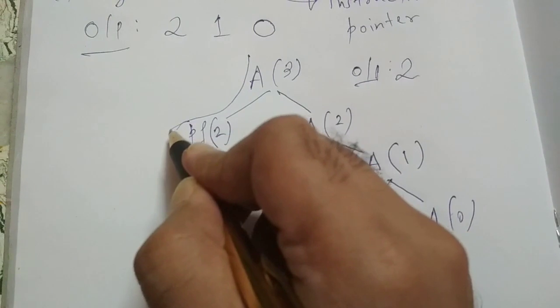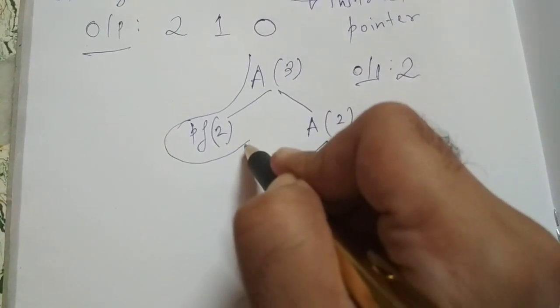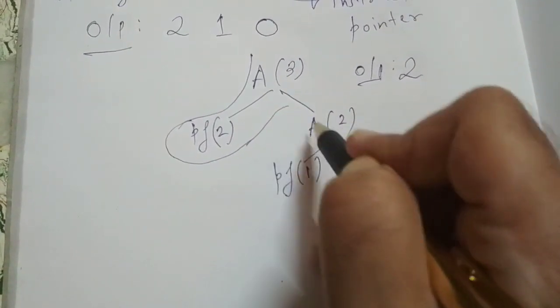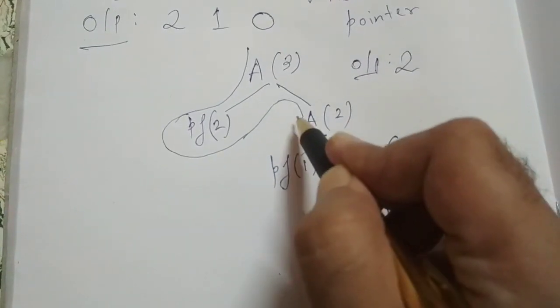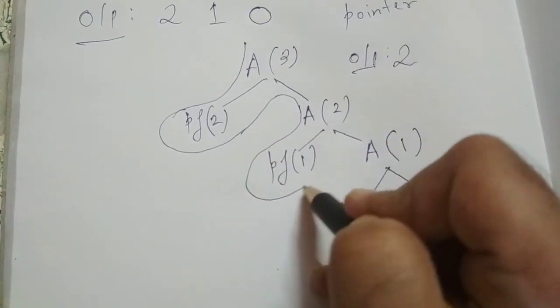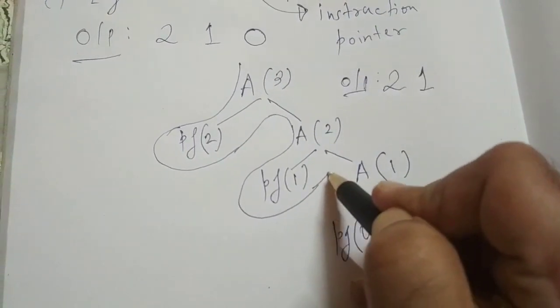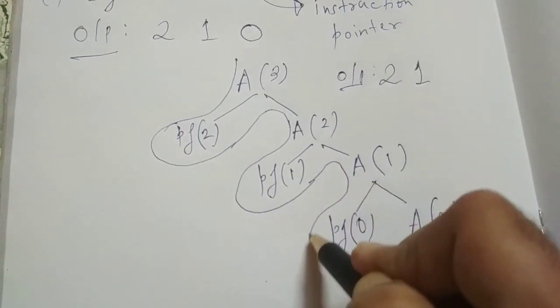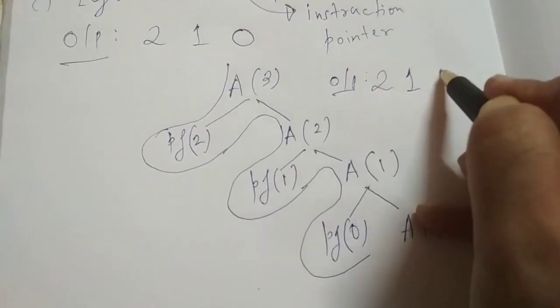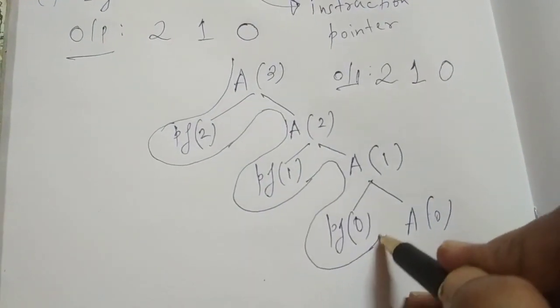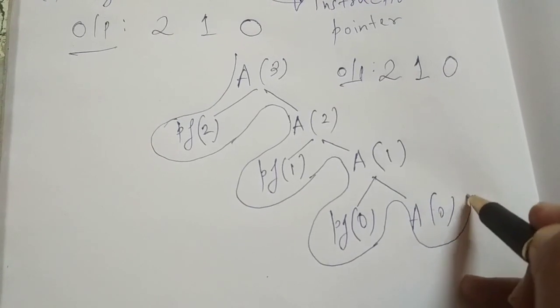Now top down, I have to completely traverse this. So I'll go up and I can see that there is a call to a of 2. So I'll go down and I can see a printf statement. So I'll print 1. Again, I'll cover the breadth, and again I find a printf 0. So I'll print 0. And then again I'll cover the breadth. So this is a of 0.